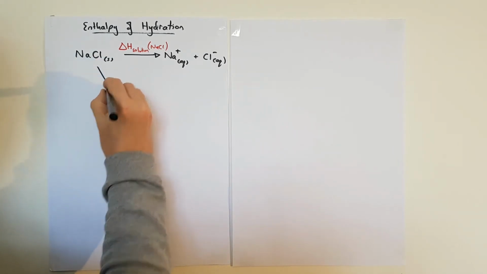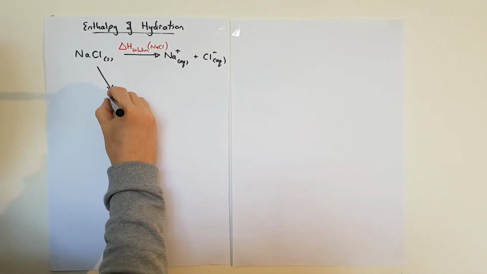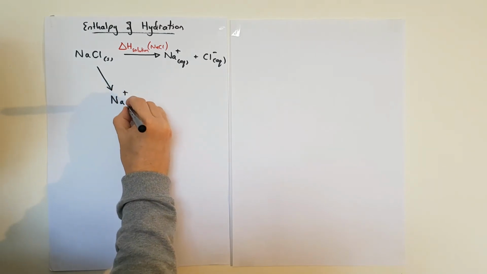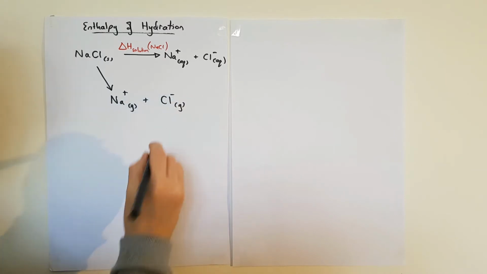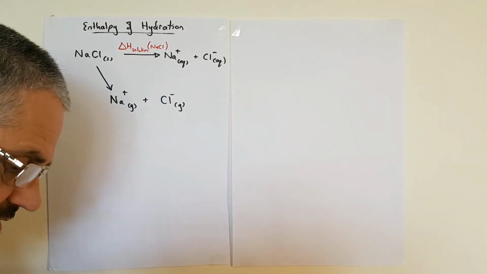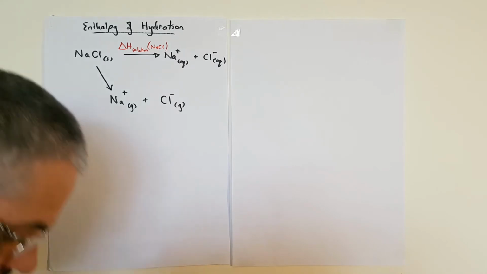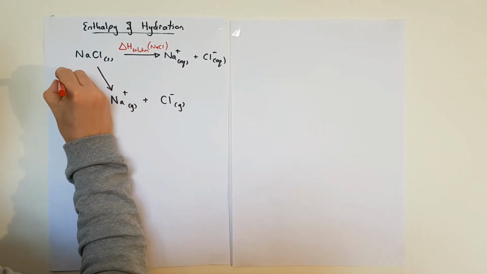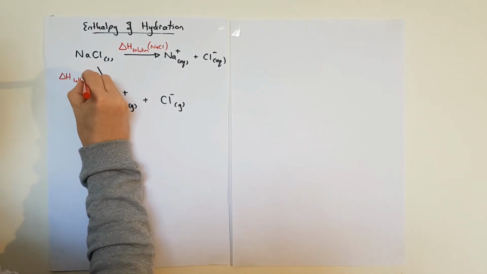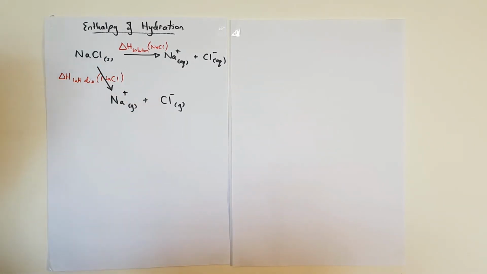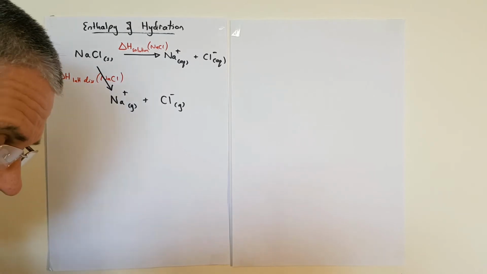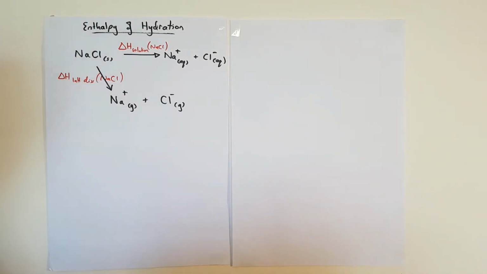First of all, I could take my solid sodium chloride and I could turn that into dissociated gaseous ions. There we go. We know what that is, of course. That's the enthalpy of lattice dissociation. Okay, great. It's a big positive number. That's our big endothermic change there from right down the right hand side of our Born-Haber cycle.